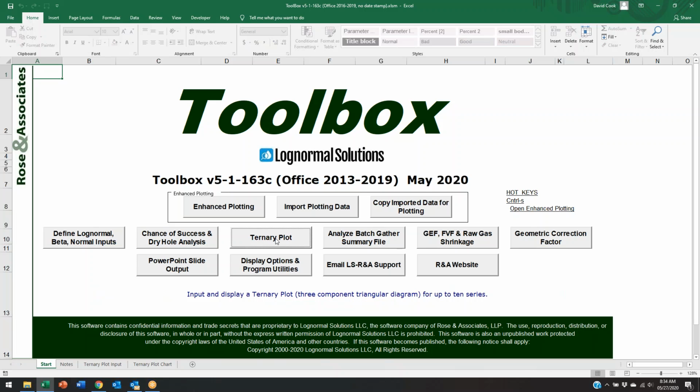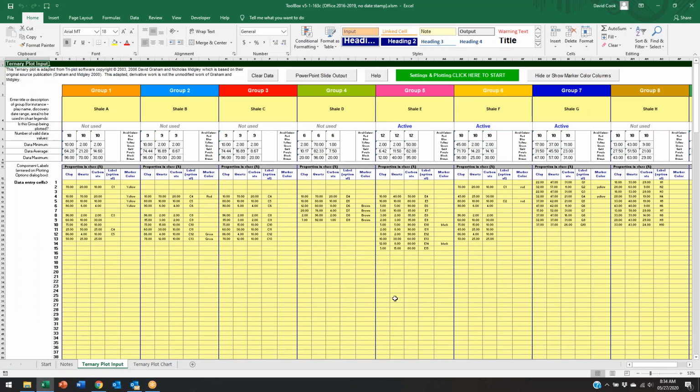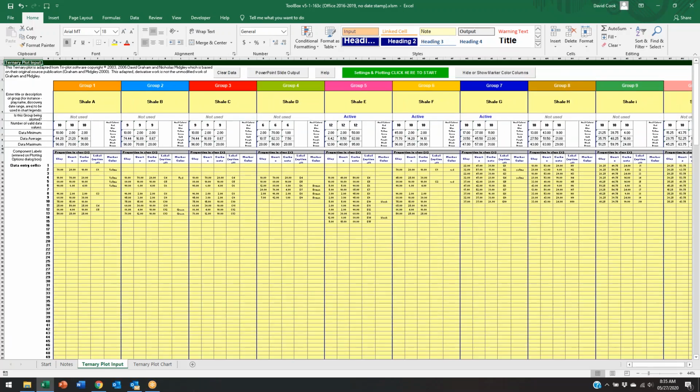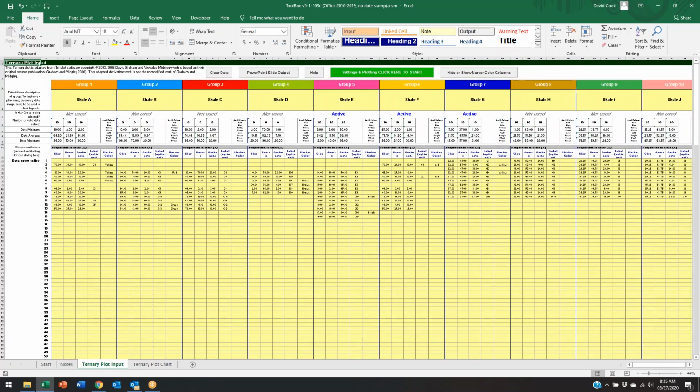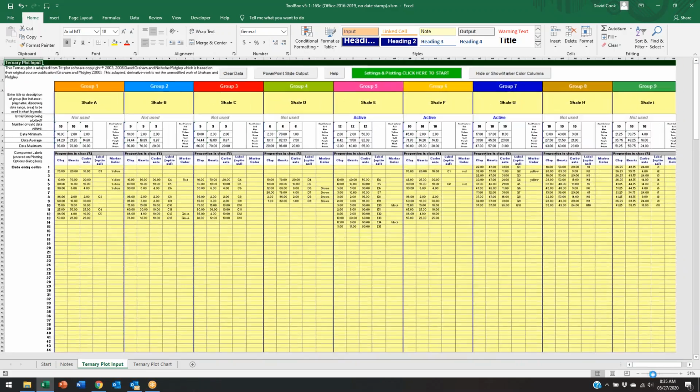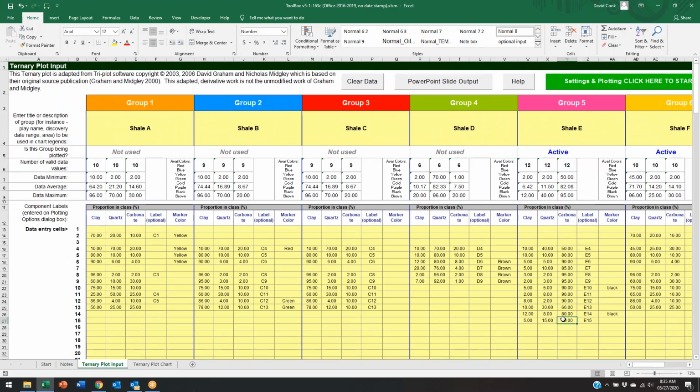The Ternary plot option provides you the ability to look at two different inputs and charts. So, similar input as what we saw for the enhanced plotting. It allows you to go in and capture up to 10 groups. And let's zoom in and take a look at this.